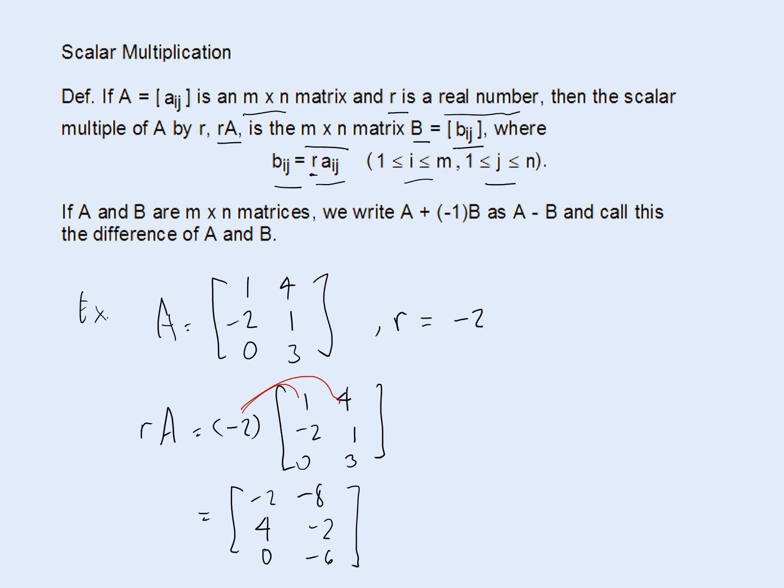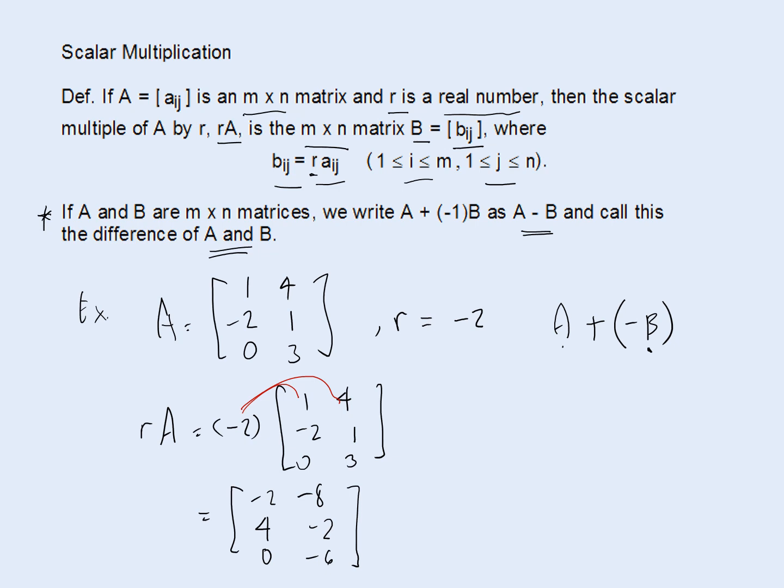If A and B are m by n matrices, we write A plus the negative 1 multiple of B as A minus B. We call this the difference of A and B. So, matrix subtraction is actually addition of matrix A and the negative of B. So all elements of B are multiplied by negative 1 and added to A.